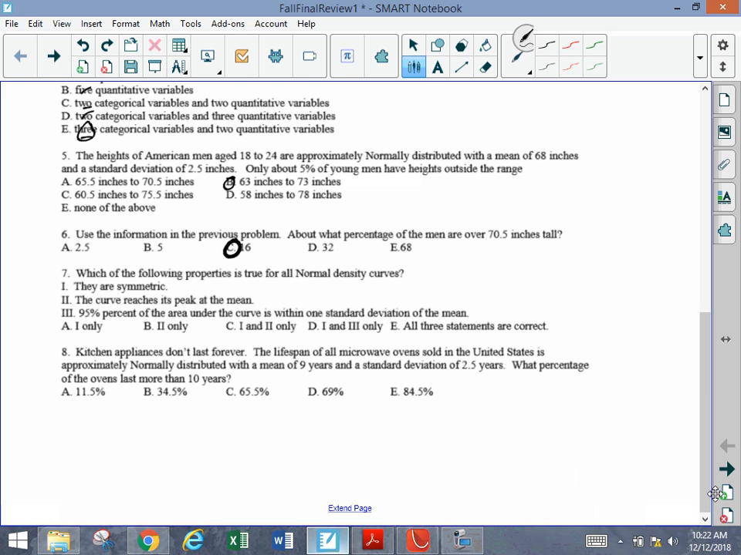Which of the following properties is true for normal density curves? They are symmetric. Indeed, they are. The curve reaches its peak at the mean. Indeed, that is true. 95% of the area under the curve is within one standard deviation of the mean. Incorrect. So the answer is C.